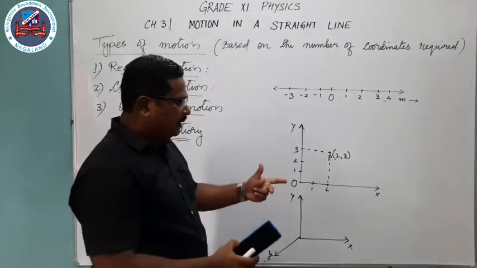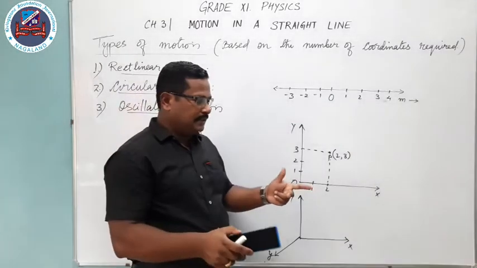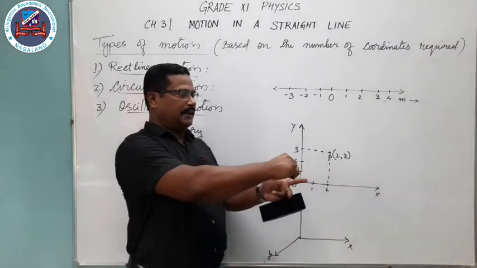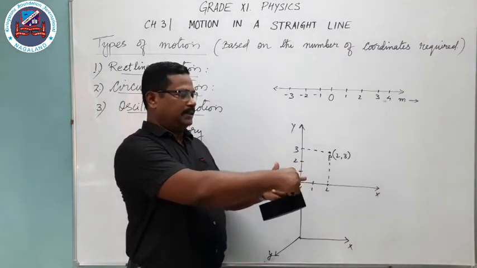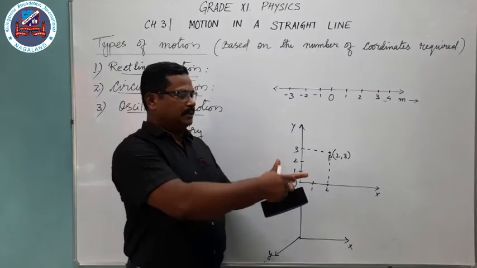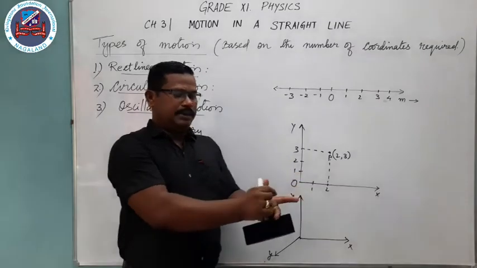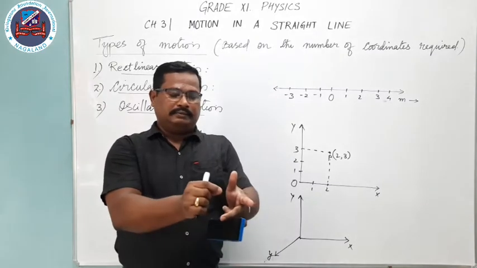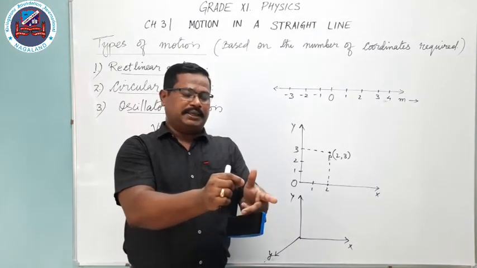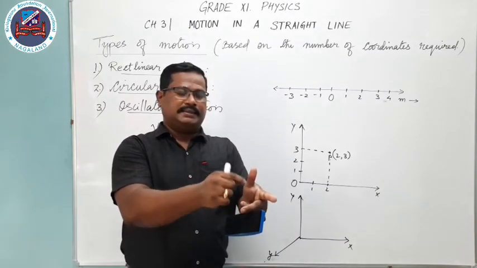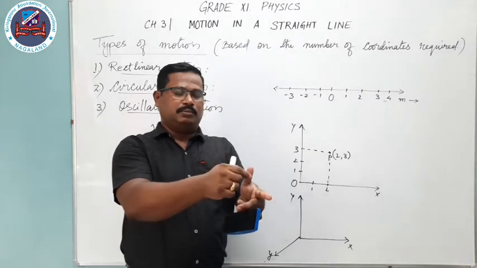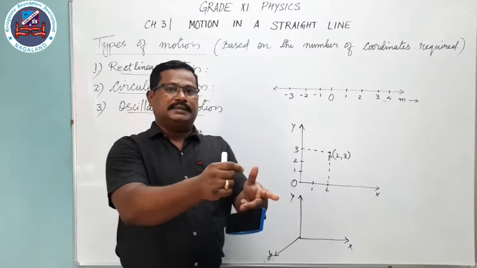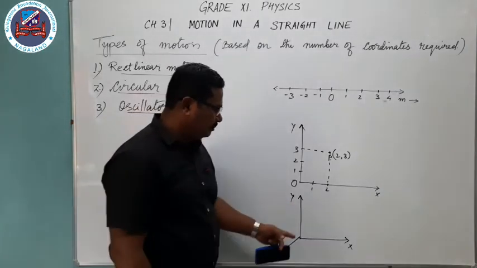So in this case, if an object is in space, suppose a bird is here. Here is the bird. Then it does not come in the xy plane, it does not come in the xz plane, it does not come in the yz plane. It will be here. It is in space, 3 dimension. Then you will have to see at what distance the object is from the x-axis, from the y-axis, and from the z-axis. Then in that case we require these 3 dimensions.